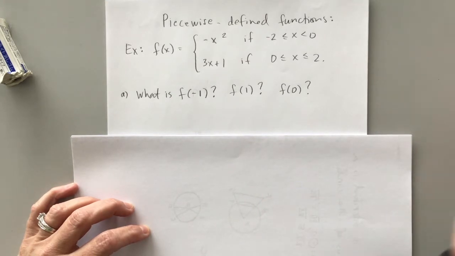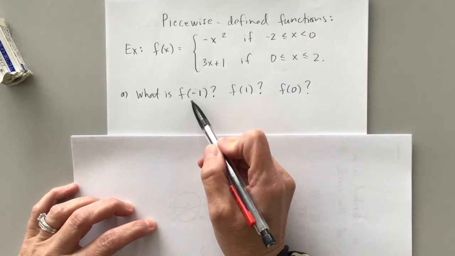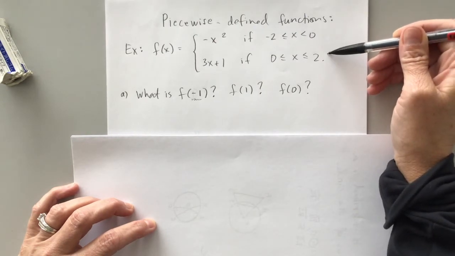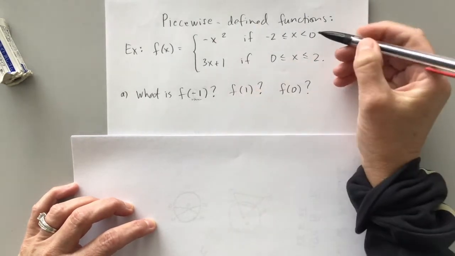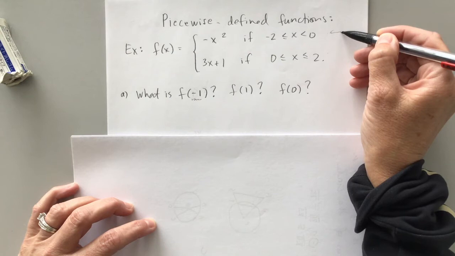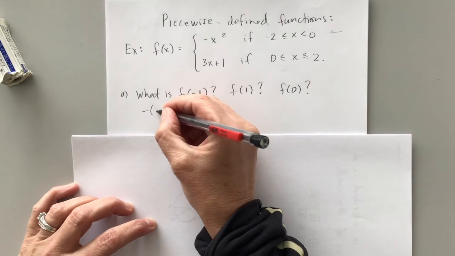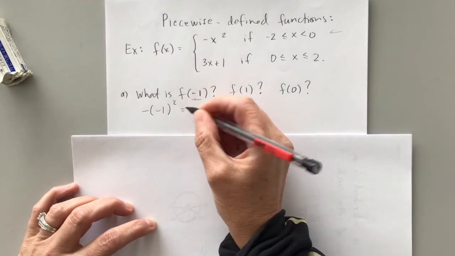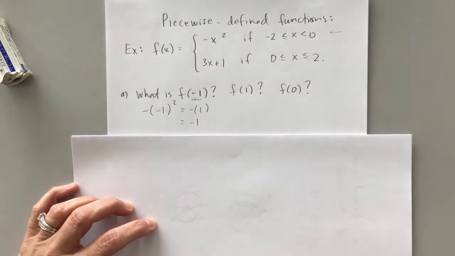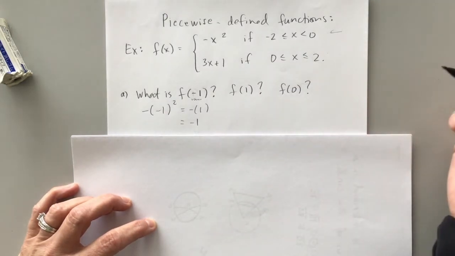So the way we work with this function to find a particular y value is we identify which of the cases our given x falls into. So -1 is between -2 and 0, so that is the rule that we have to use to find f of -1. So it would be negative x squared, so negative, our input is -1. So when we square -1, we get 1, so it's -1. So in this case, f of -1 is going to be -1. All right, what about f of 1?